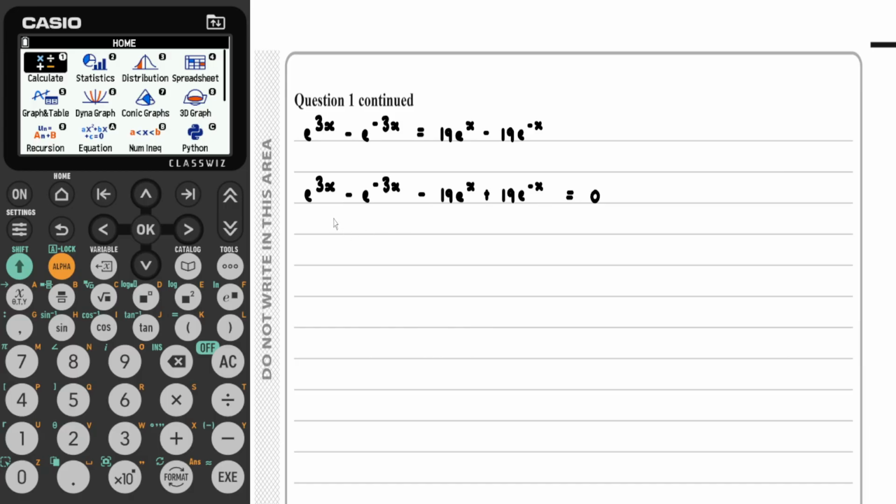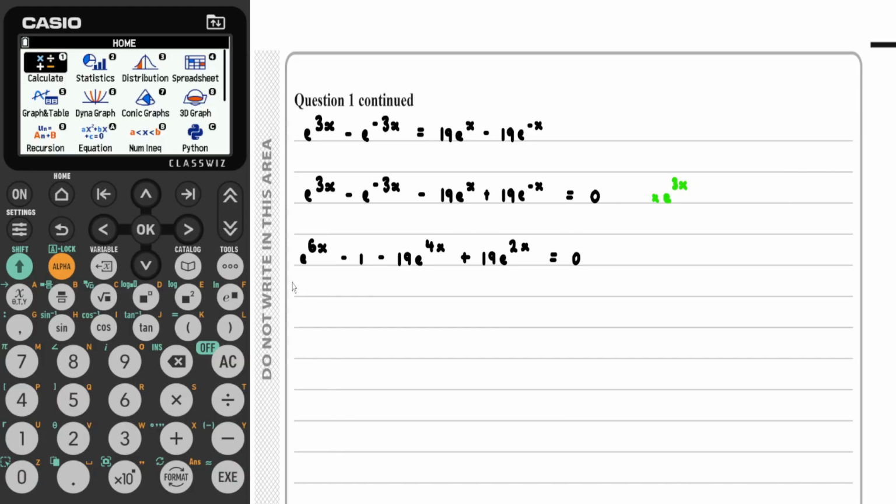We will now multiply each term by e to the 3x. E to the 3x multiplied by e to the 3x, that is e to the 6x. Negative e to the negative 3x multiplied by e to the 3x, that's negative 1. Negative 19e to the x multiplied by e to the 3x, that's negative 19e to the 4x. 19e to the negative x multiplied by e to the 3x, that is 19e to the 2x. And so this is equal to 0.